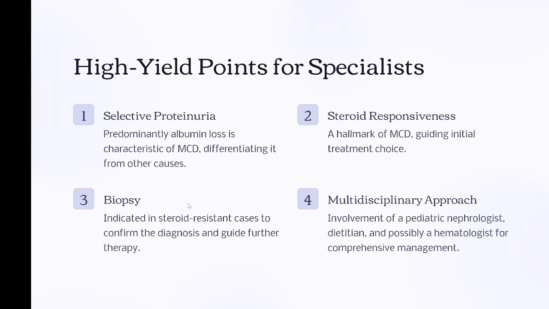High yield points for specialists. Selective proteinuria, predominantly albumin loss, is characteristic of MCD, differentiating it from other causes. Steroid responsiveness, a hallmark of MCD, guiding initial treatment choice. Biopsy, indicated in steroid-resistant cases to confirm the diagnosis and guide further therapy.